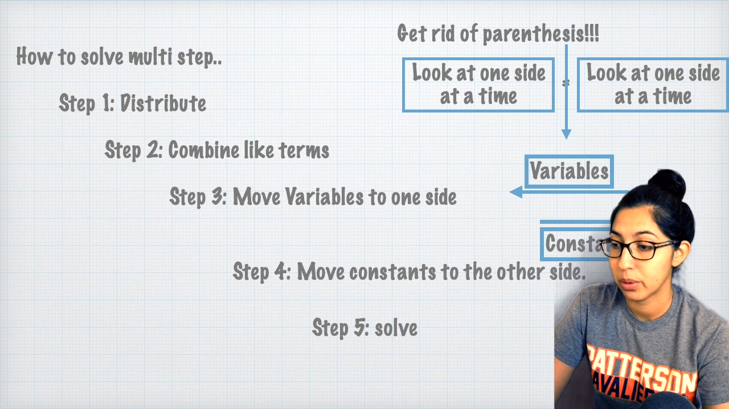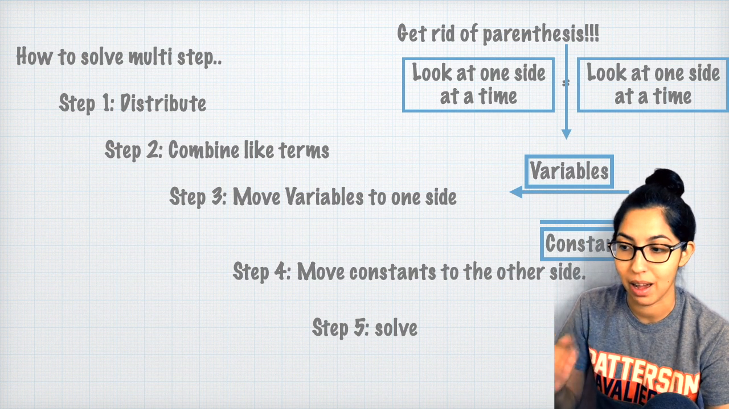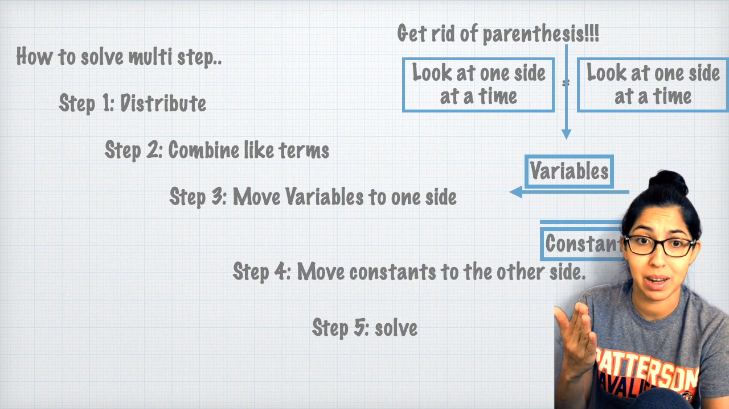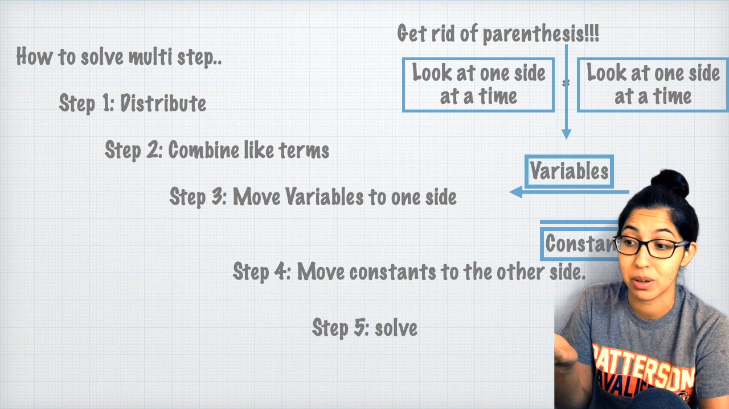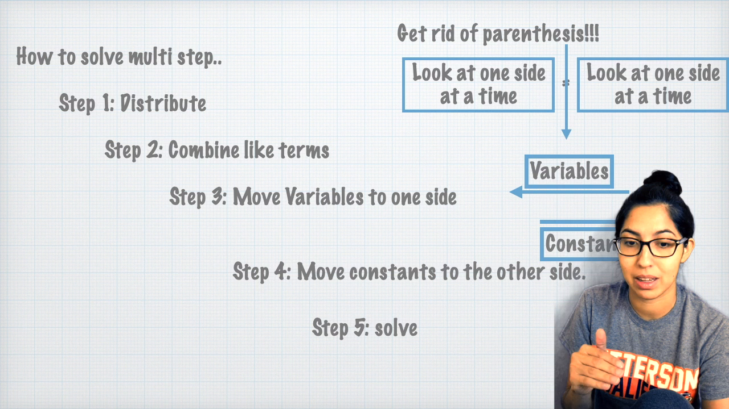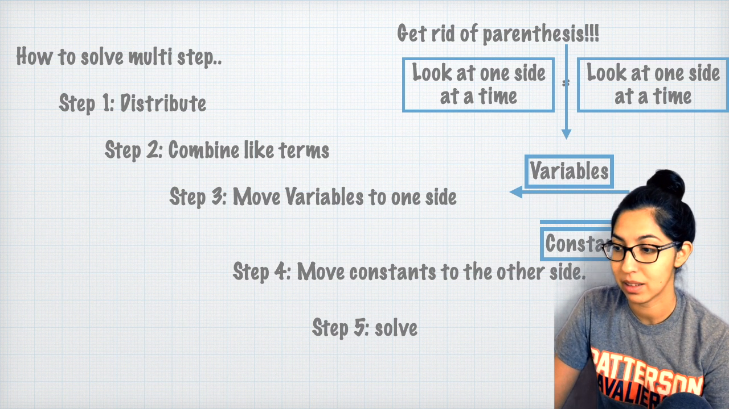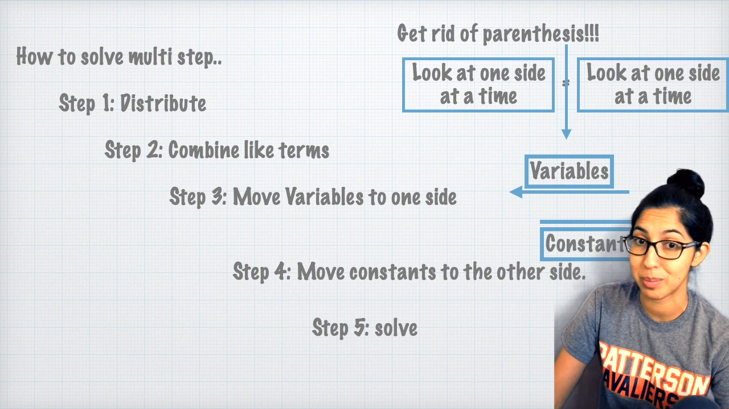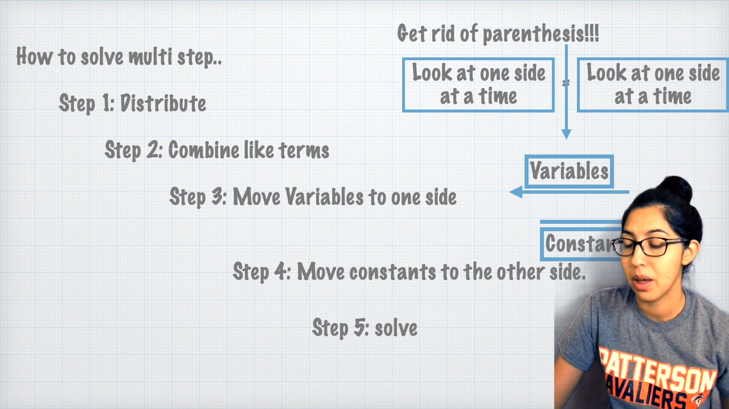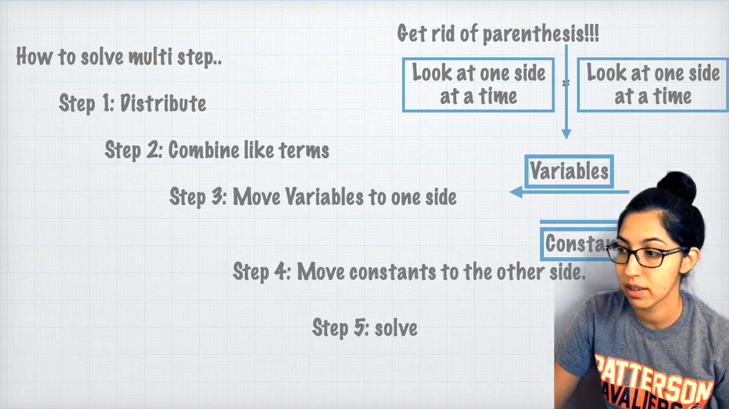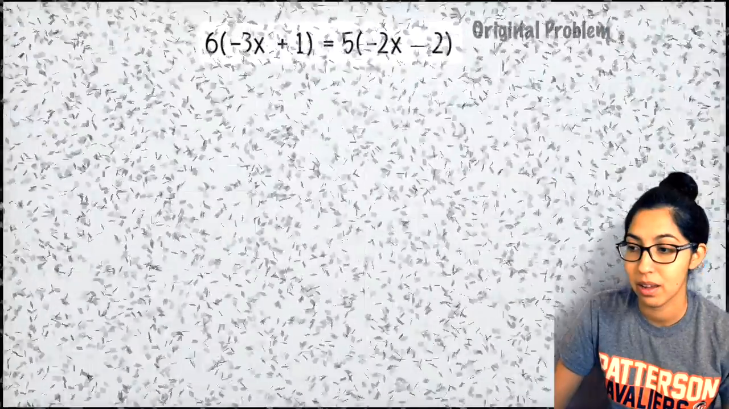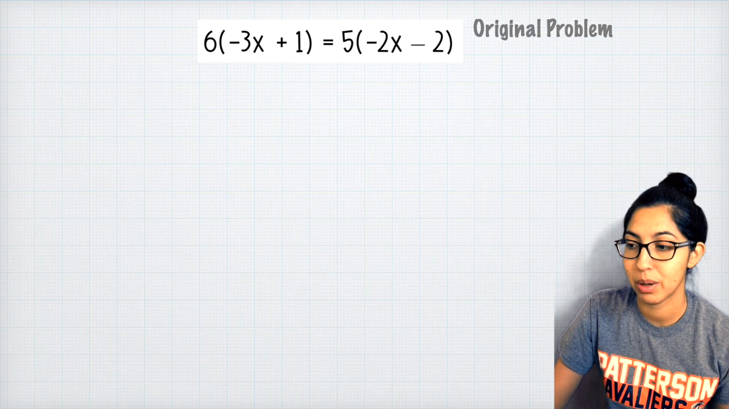Okay, so sometimes you may not have a certain step, like sometimes you might not have parentheses, so you don't need to distribute. Sometimes you won't have combined like terms, so you don't have to do that. And then again, step 3 and 4 are interchangeable, so do whichever one works best for you. On this example right here, I will tell you what I do in a minute.